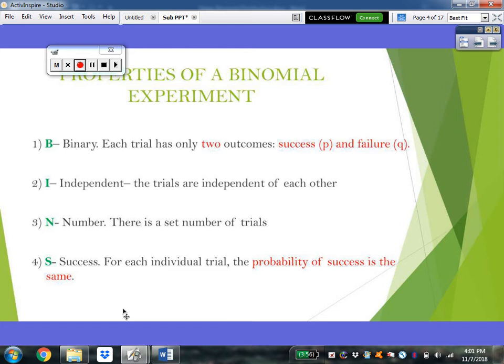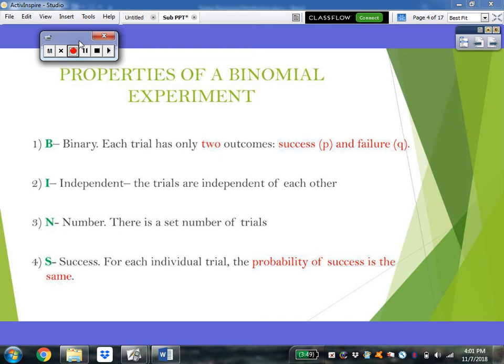So the properties of a binomial experiment. Every time you get a binomial experiment, you want to check for BINS. That's B-I-N-S. The first part is the B, whether or not it's binary. Every trial has to have only 2 outcomes, a success, which we represent as P, or a failure, which we represent as Q. If it does not have 2 outcomes, it's automatically not a binomial experiment.